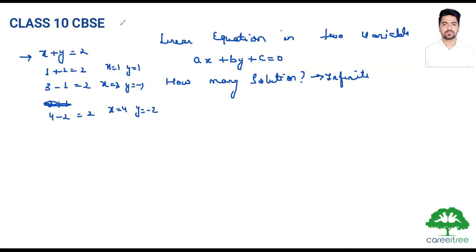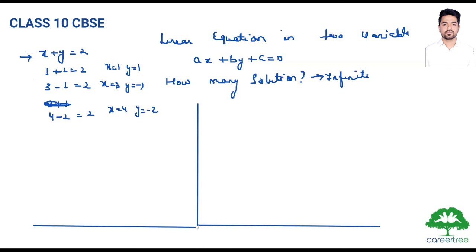Now, if you try to plot these infinite solutions on a graph, on a Cartesian plane, on a 2D plane, you know, this plane is called as what? XY plane, or Cartesian plane, or 2D plane. All the 2D objects are represented on this plane, right? So this is our x-axis. This is our y-axis. You start plotting.